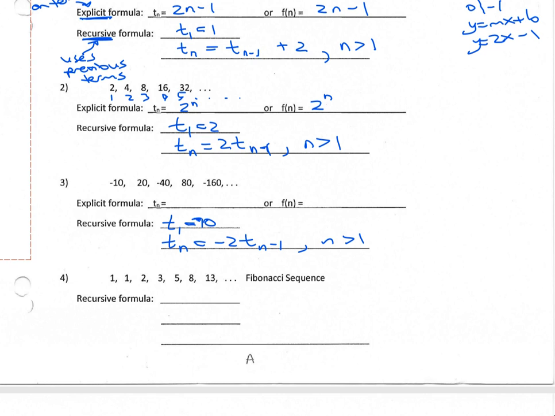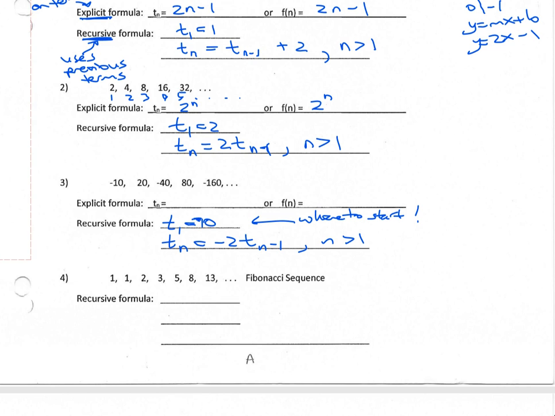So a recursive formula, hopefully you're noticing, always has 2 parts. Where to start, and then how to get the term if you know the term before it. Okay? But the part of where to start is really important. You have to tell it where to start, because that will change your entire sequence if you start in a different place. Okay, explicit formula.